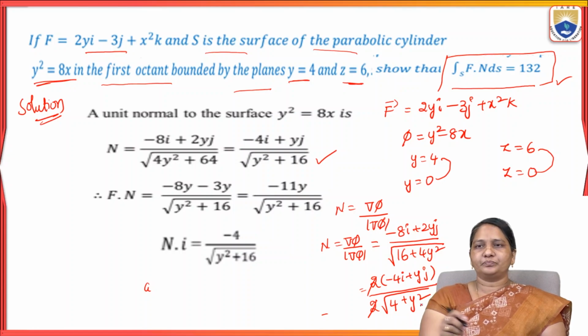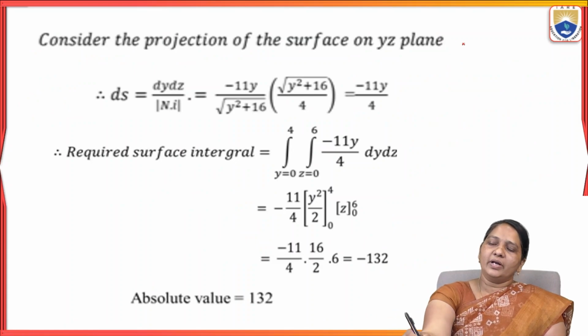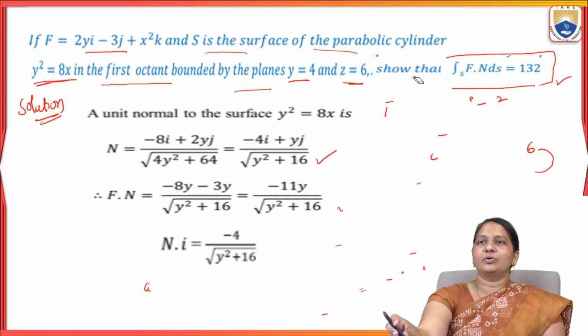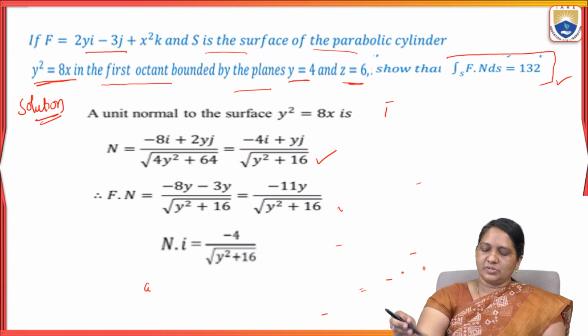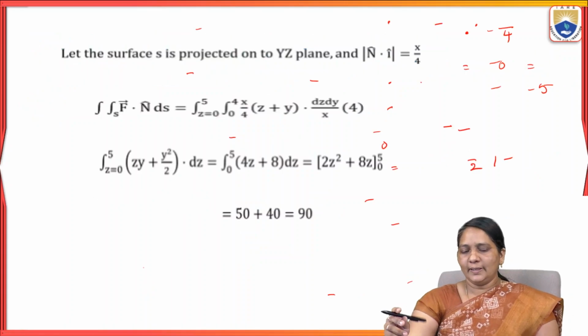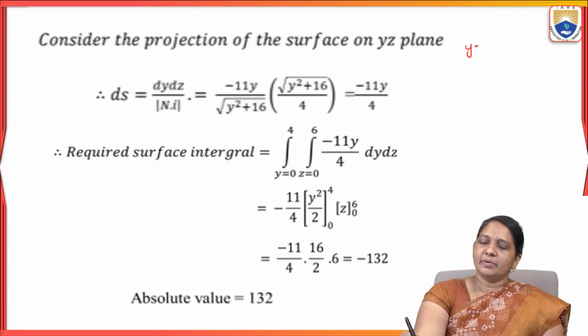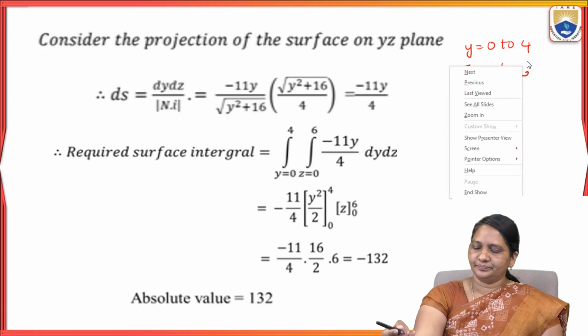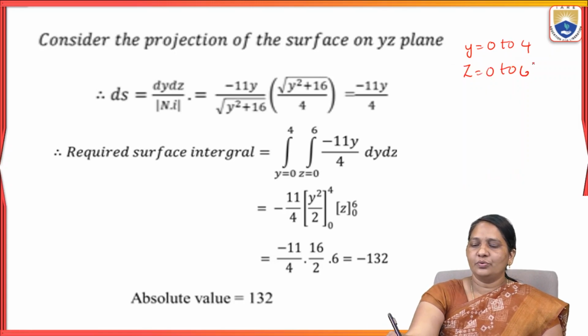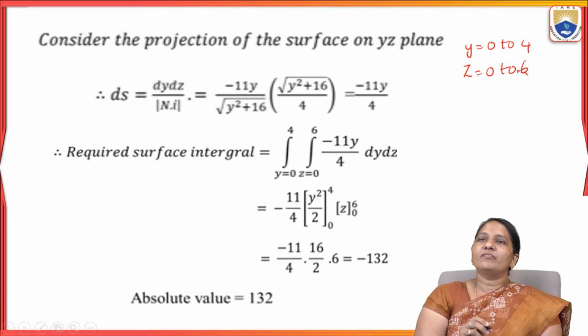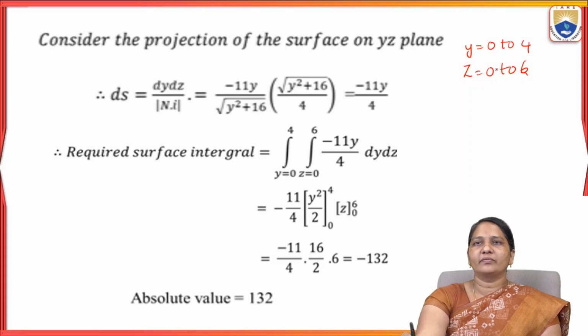Now consider, we already have the limits here: y equal to 0 to 4 and z equal to 0 to 6. I know that the y limits are 0 to 4 because it is in the first octant, and the z limits are 0 to 6. These are in the first octant, so that's why we are considering from the starting value, that is 0.